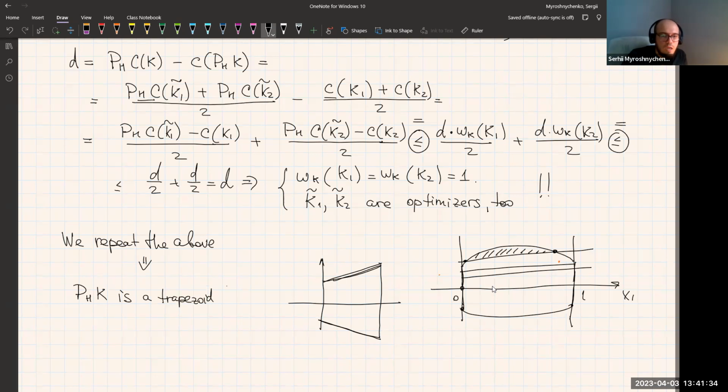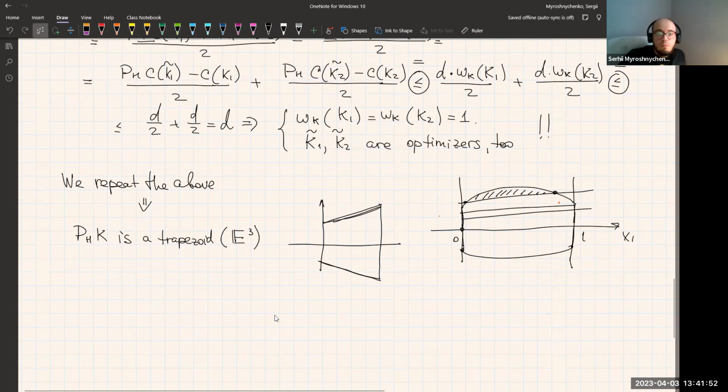And right now I live in a three-dimensional world, right? So in higher dimensions it would be a body of revolution with flat sides. So this way we have handled the projection. We have obtained that this projection is actually a trapezoid. Okay, and now probably our two last steps.